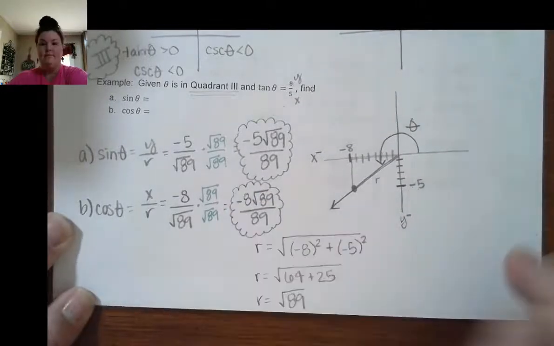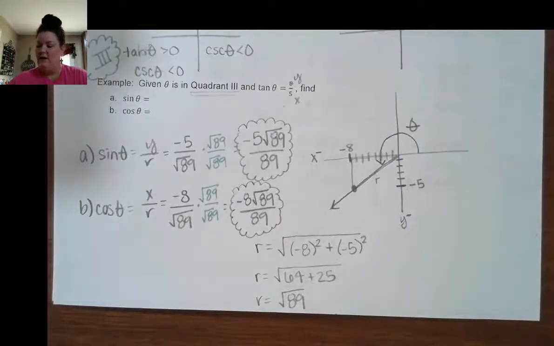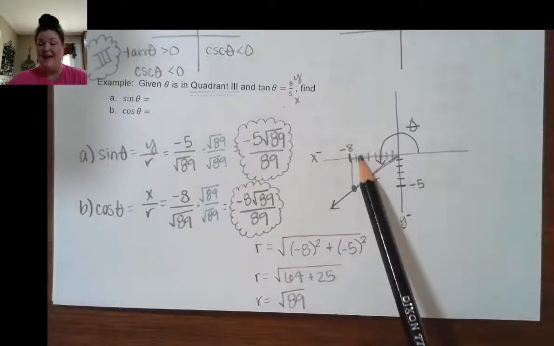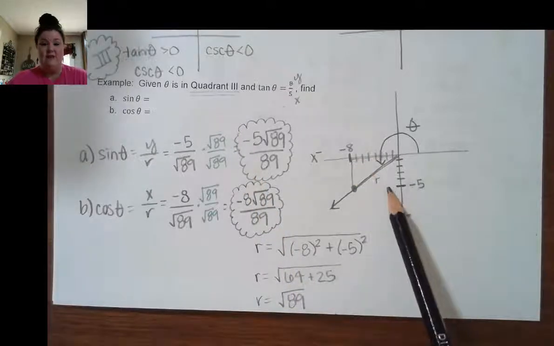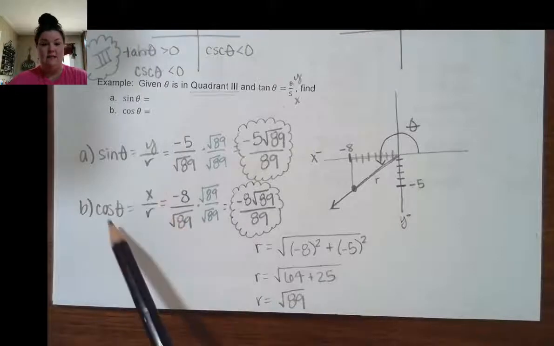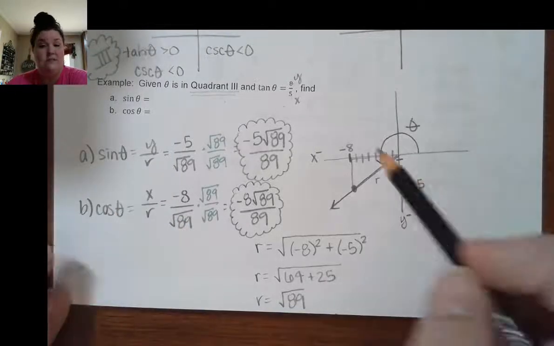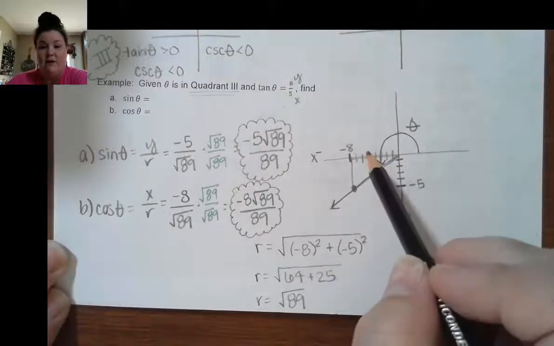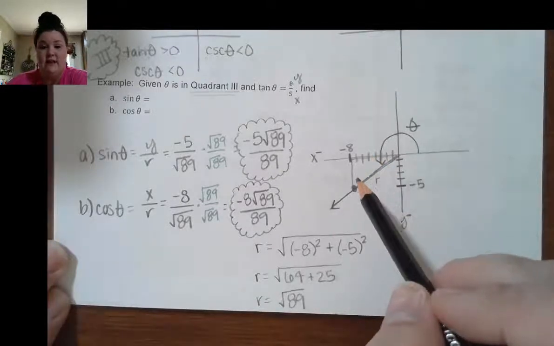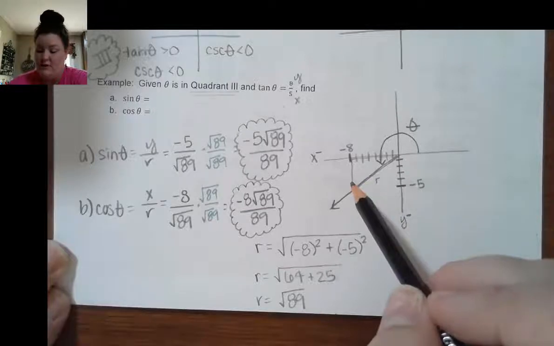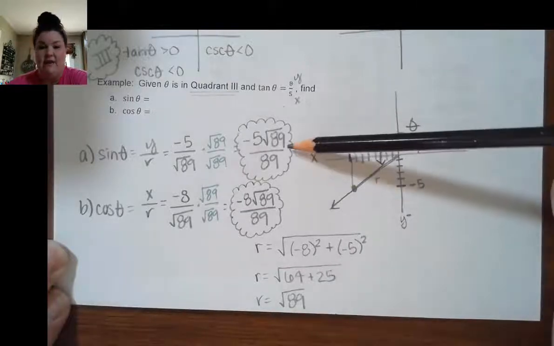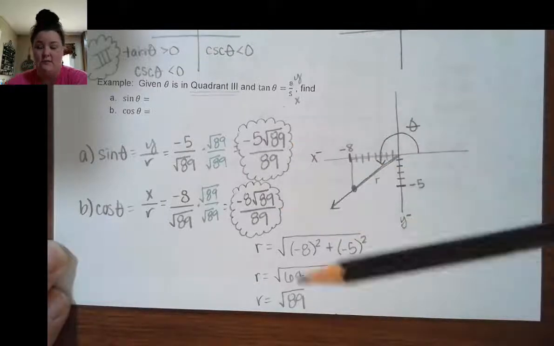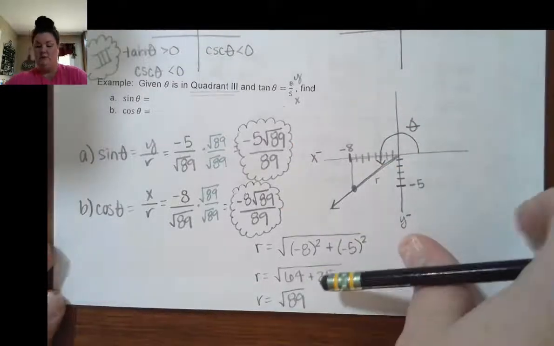Okay? So see how we used the knowledge of what quadrant it's in to figure out the signs of the x's and the y's, and to figure out the signs of the cosine and sine values, right? Because notice, just to double check, since we're down here in quadrant 3, we know that our y's are negative and our x's are negative. So that means we should end up with a negative sine value, which we did, and a negative cosine value, which we did. Okay? So a good way to check yourself.